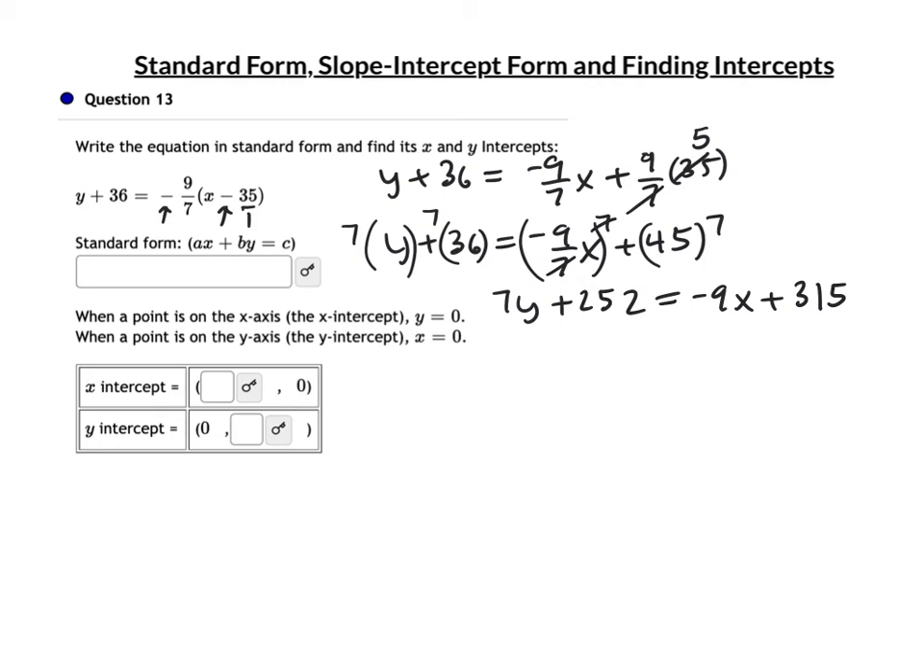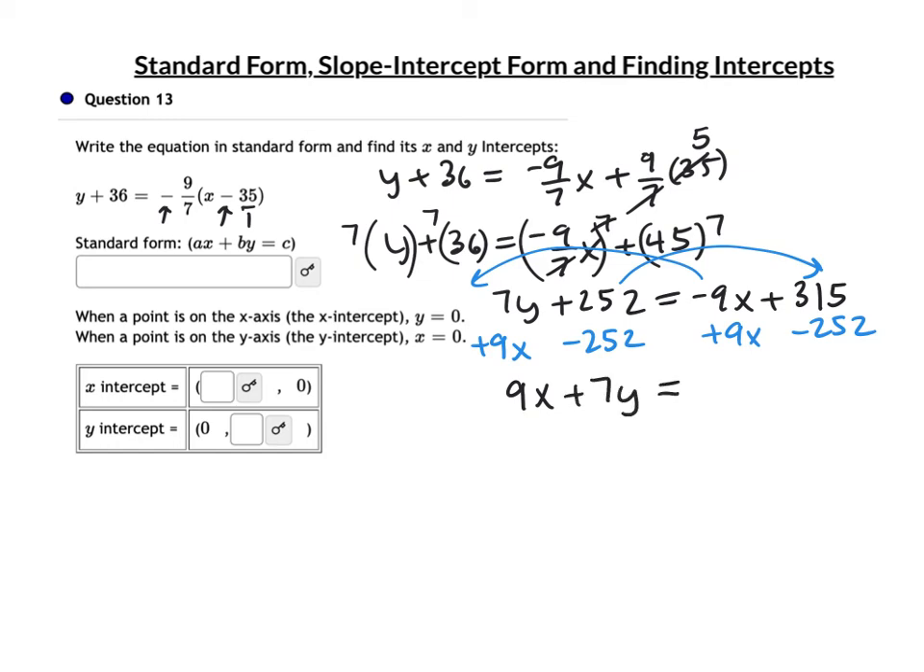Now we'll move the x over with the y and the 252 over with the 315. So we'll add 9x to move it to both sides. And to move the 252, we have to subtract it from both sides. Our equation becomes 9x plus 7y equals 63.